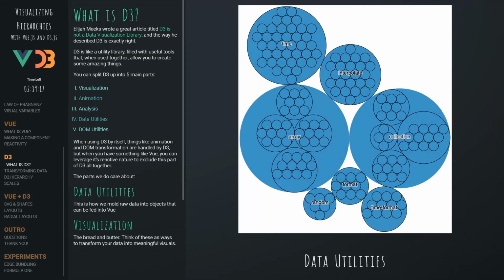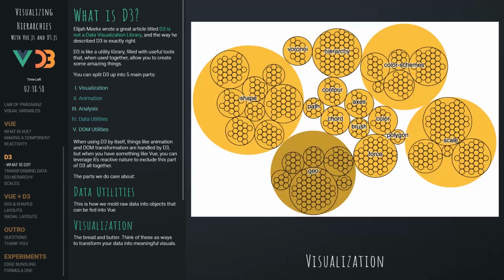So the parts we do care about, we have the data utilities, right? And this deals with different things. There's time, interpolation, collection, array, format, random, time format. All these different parts of D3 are used to modify data or transform the data.